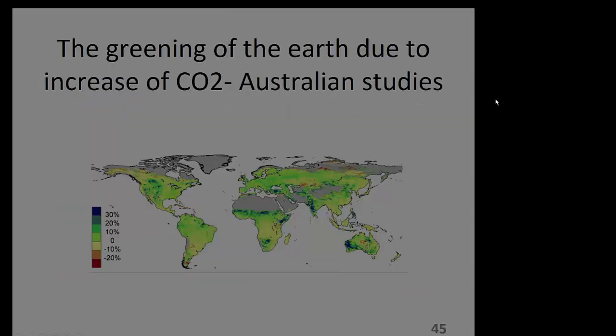This is the greening of the earth that Dr. Happer explained in his video. Hardly the red earth the warmists predicted, and actually show.